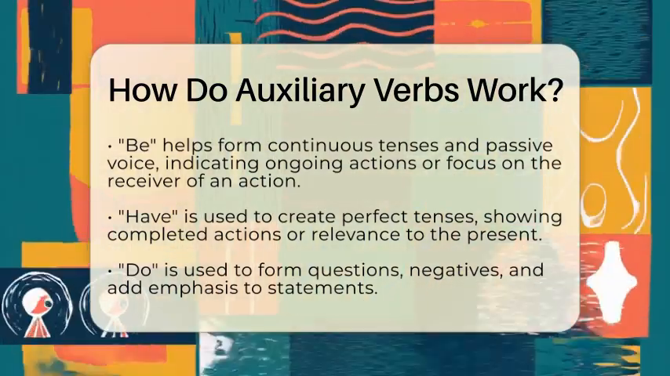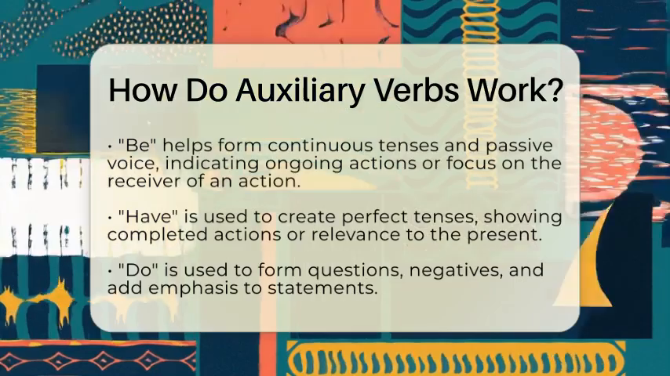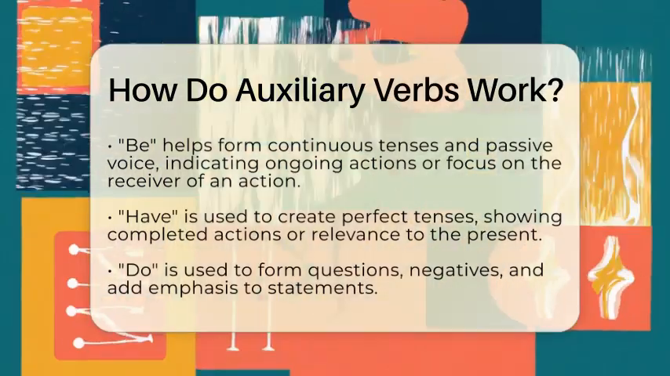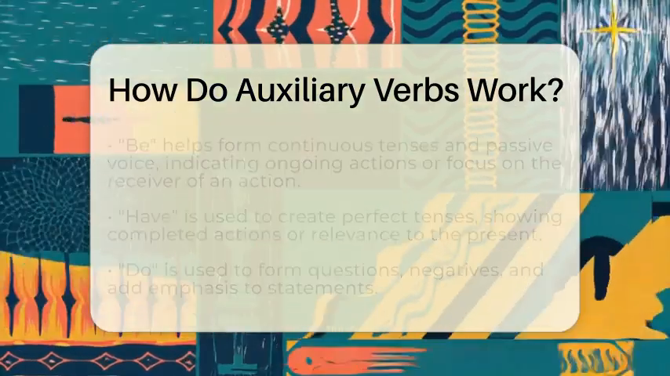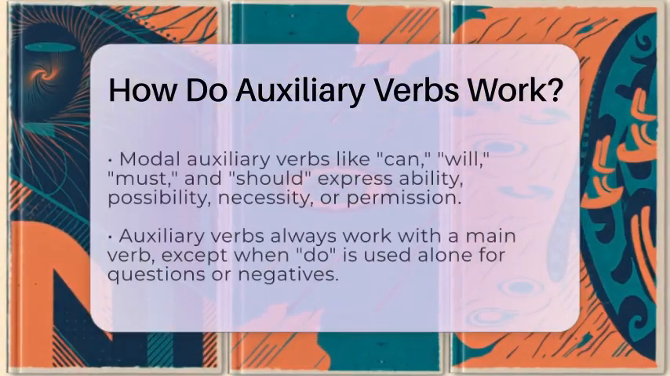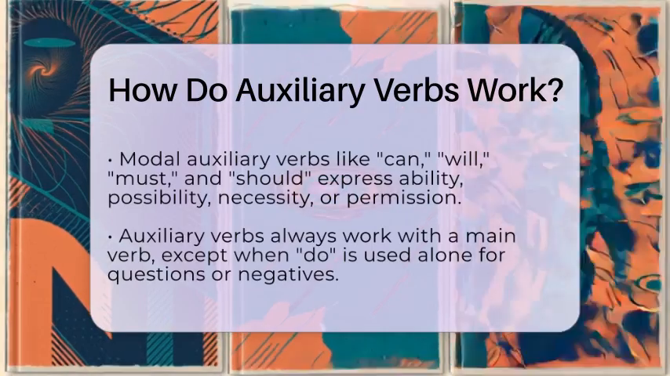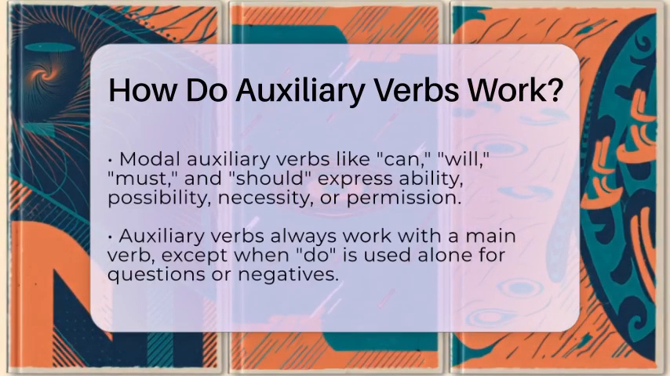The third main auxiliary verb is do. It is used to make questions, negatives, and to add emphasis. For example, do you like coffee? asks a question. He does not play football makes a negative statement. I do want to go emphasizes the desire to go.